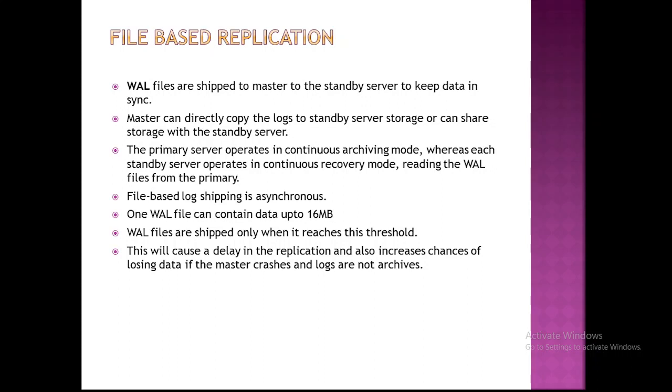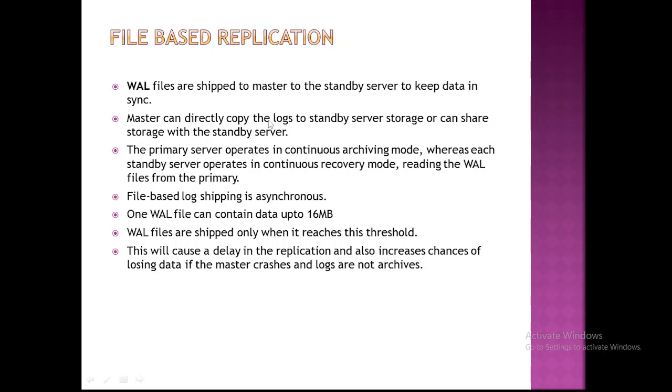So in the file-based replication process, we allow our WAL files to be archived to a location on our slave or standby server, so that all the WAL files from the master server get copied to the standby server in its archive location. Then the standby server will apply these WAL files to its local database, and that's how it gets in sync with the master server.